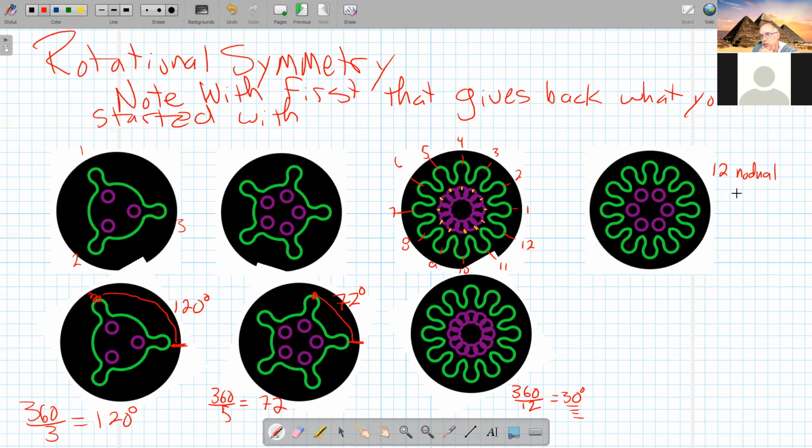But it only has 6 circles inside. So 6 circles inside. So what kind of rotational symmetry does that have?